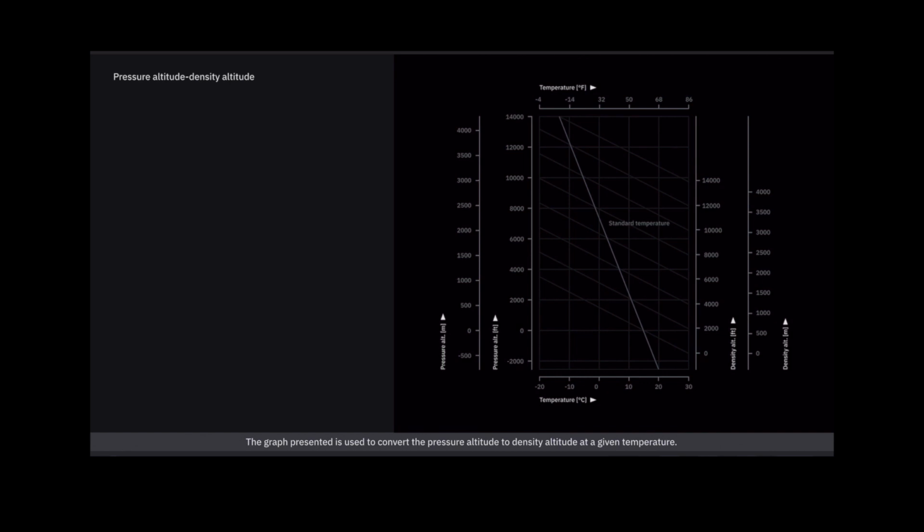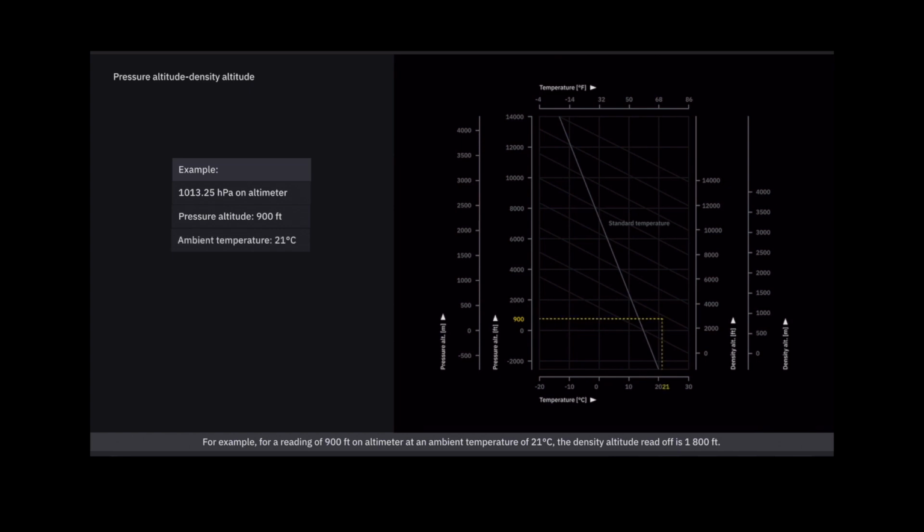The graph presented is used to convert the pressure altitude to density altitude. At a given temperature, the pressure altitude is the altitude indicated when the altimeter is set to 29.92 inches of mercury. Density altitude is defined as the pressure altitude, corrected for non-standard temperature variations. For example, for a reading of 900 feet on altimeter at an ambient temperature of 21 degrees Celsius, the density altitude read-off is 1,800 feet. This means that from the performance point of view, the airplane is at 1,800 feet.